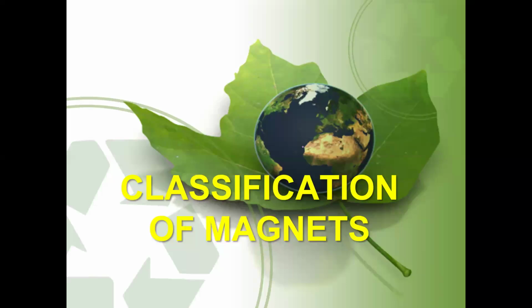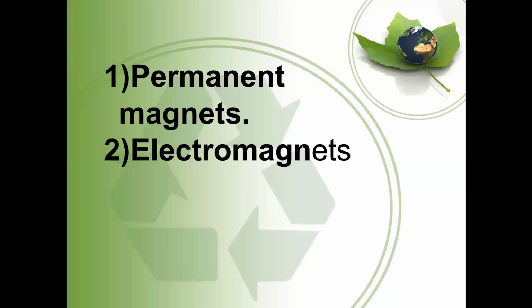Now, classification of magnets. There are two types of magnets. One is called permanent magnets, which we find from the earth. They are just like a natural resource, and definitely this is a limited resource. Then electromagnets. Electromagnets are those which work on current. They are originating from electricity.